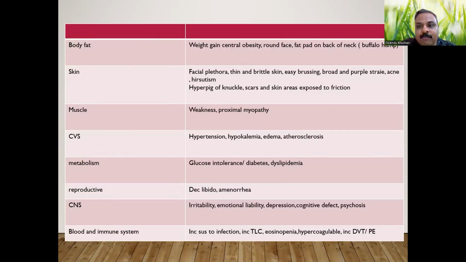By symptoms, what we usually get: weight gain, central obesity, and round face. It is called buffalo hump. Facial plethora, thin brittle skin, easy bruising, broad purple striae over abdomen, hyperpigmentation of knuckles, scars, and skin areas exposed to friction. It can cause proximal myopathy, hypertension, hypokalemia, edema, and atherosclerosis. Glucose intolerance, diabetes becomes aggressive, and dyslipidemias; it can cause decreased libido and amenorrhea. In the CNS, it can cause irritability and emotional lability, depression, cognitive defect, or psychosis. Increased susceptibility to infection, increased TLC and eosinophilia, and hypercoagulability.